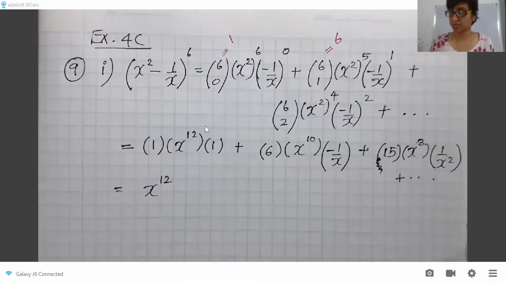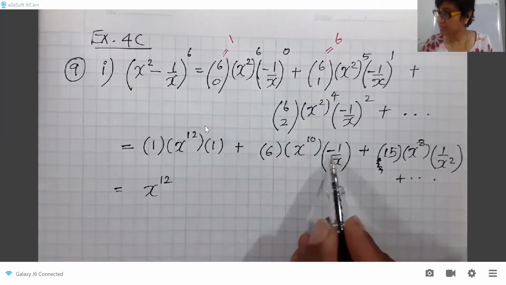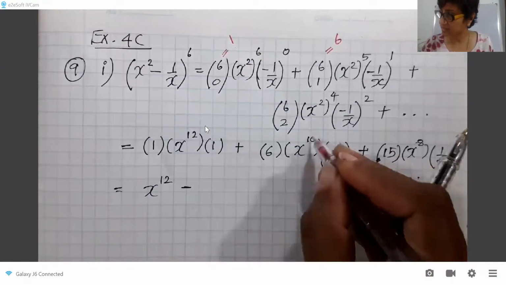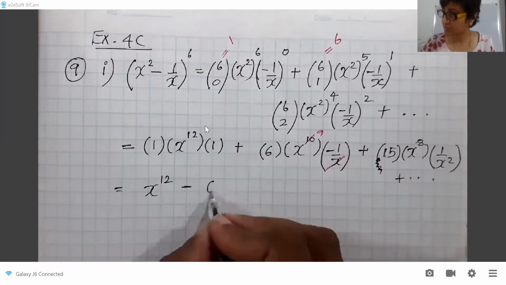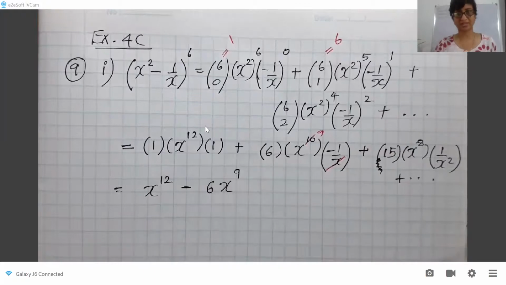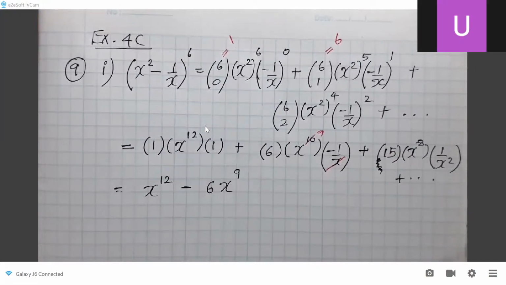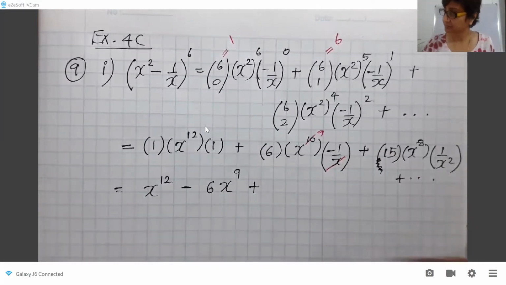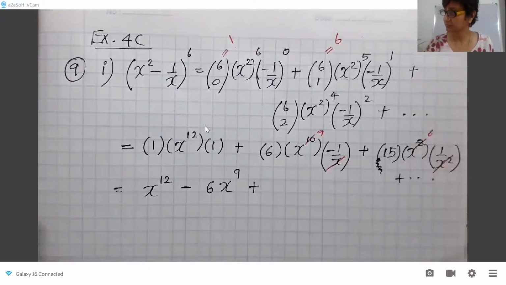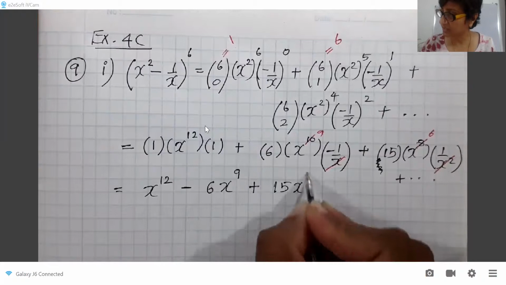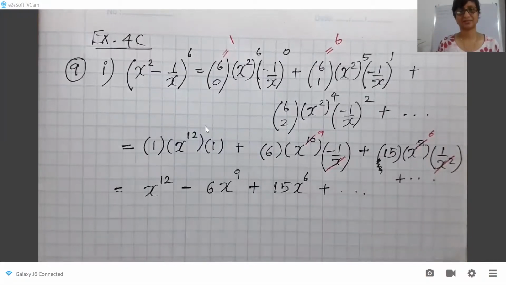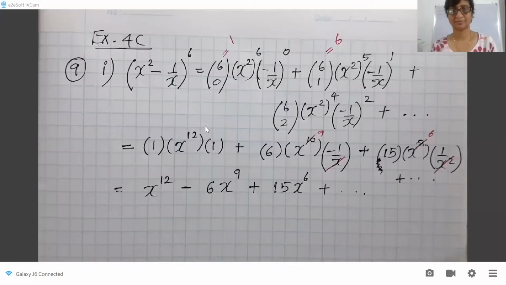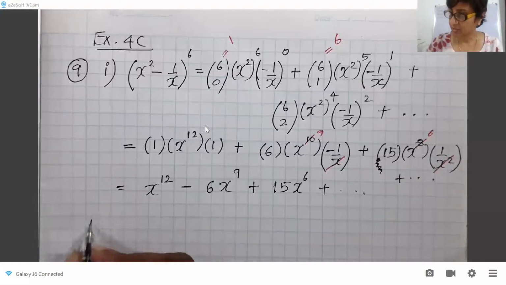Right. First term is x to the power of 12. Second term sign would be minus. 1x cancels here, so 6x to the power of 9. Is that your second term? Yes, miss. Okay. Third term, sign is plus, x to the power of 6. Correct? Yes, miss. Umasha? Yes, miss. Same. Very good.